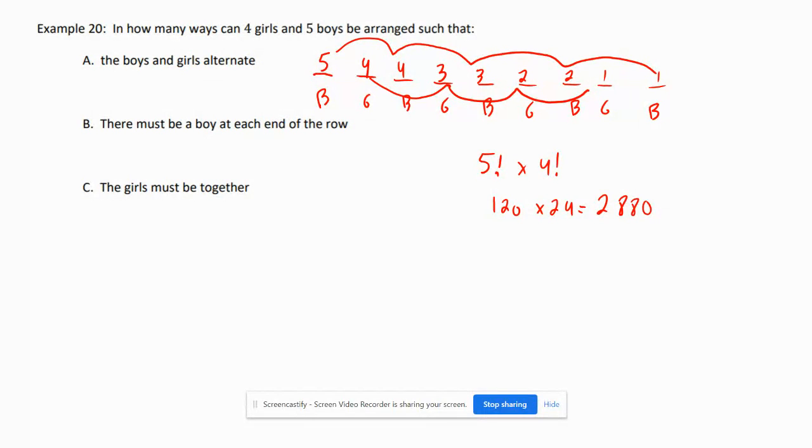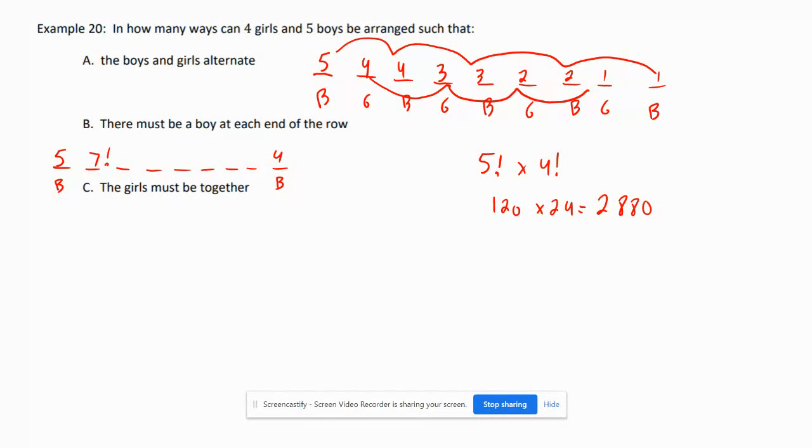It's 2,880. All right, part B. There must be a boy at each end of the row. Okay, so we have 1, 2, 3, 4, 5, 6, 7, 8, 9. Has to be a boy here and a boy here. That means there's 5 boys here. That means there's 4 left over. Now, these are the only 2 restrictions that we have. Okay, so there's a boy at the front, a boy at the end. Okay, so now there were a total of 9, but we've placed 2 of them.